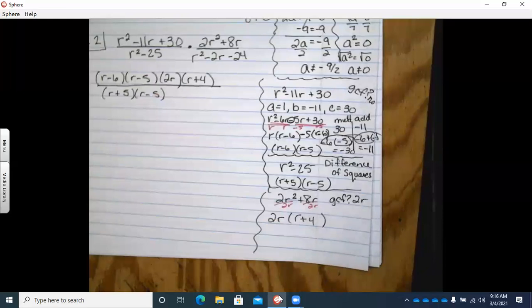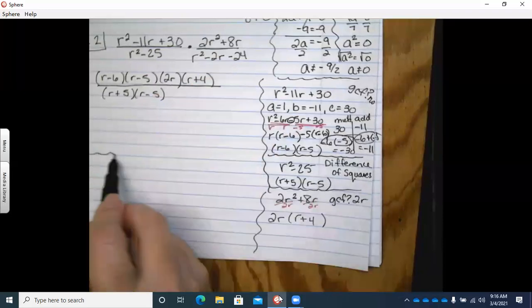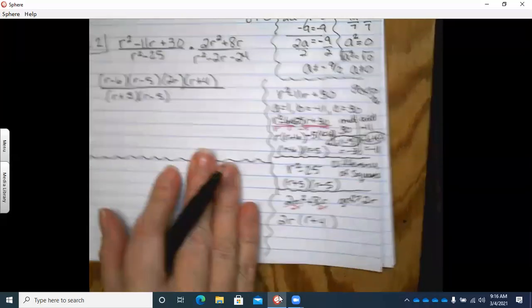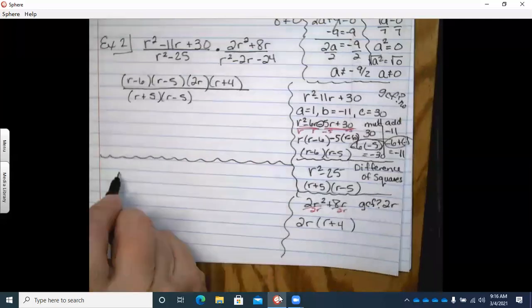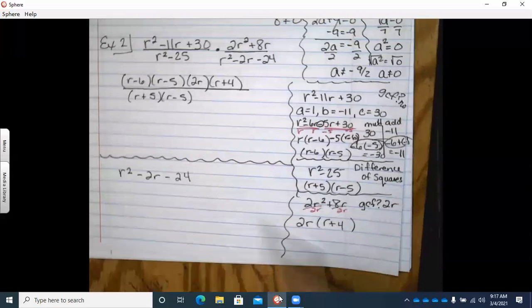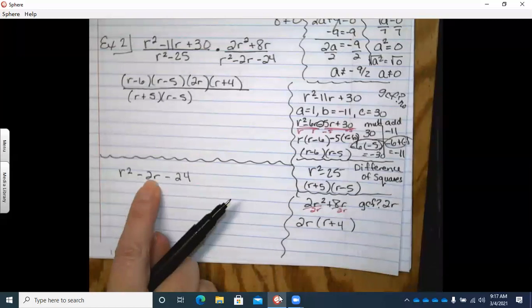So the only thing we have not factored yet is R squared minus 2R minus 24. And I'm kind of running out of room at the bottom, so I am going to add on a little section here. So R squared minus 2R minus 24. This is a quadratic. 2 degrees is quadratic. Yes, it has a term with 1 degree, linear, but you look at the highest one, and that's what we say is the degree of the whole thing, okay?